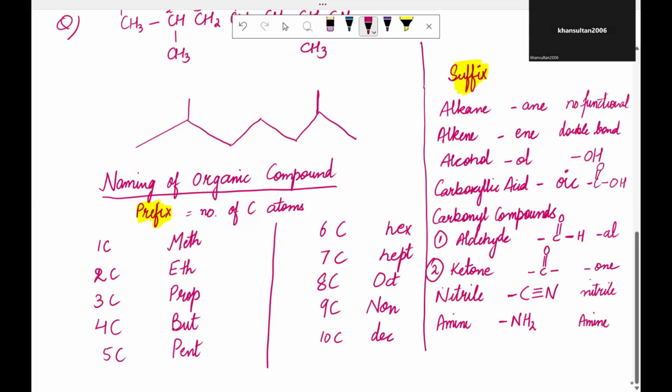So Sultan, is that clear up till now? Yes, sir. Okay, great. So let's move further towards the naming of these organic compounds.